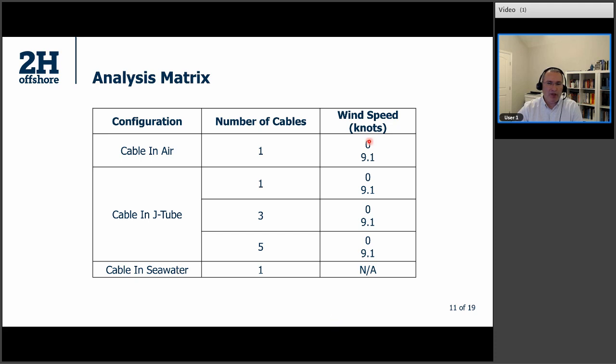And in terms of the wind speed, wind speed is an important factor affecting the thermal response. So these are site-specific values. So we assume no wind condition, and we assume 9.1 knots wind speed. So for this presentation, we're just going to look at these results.